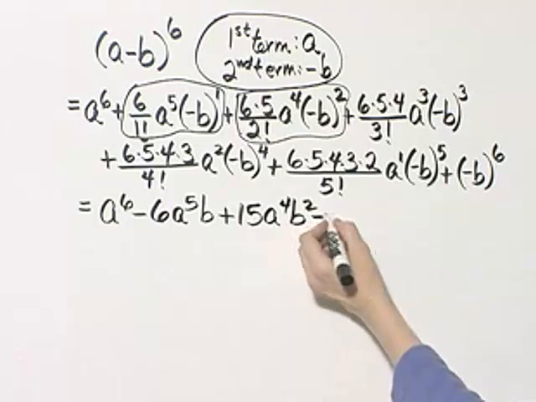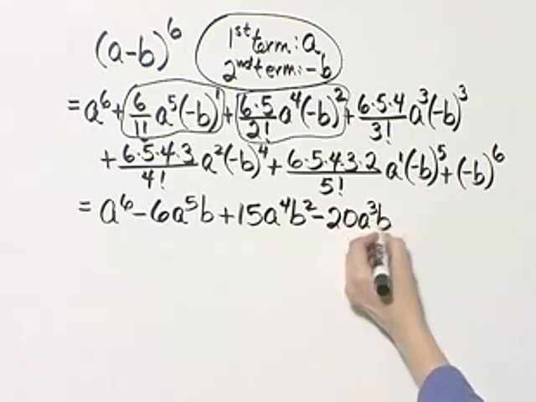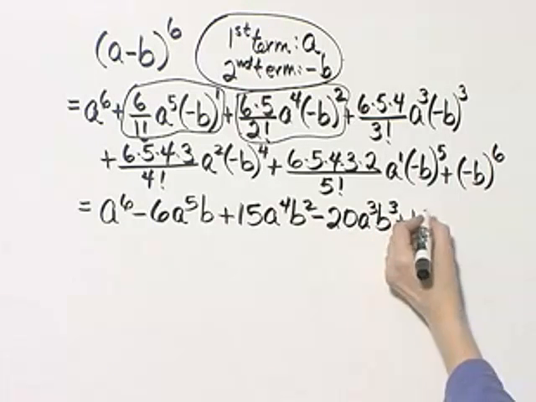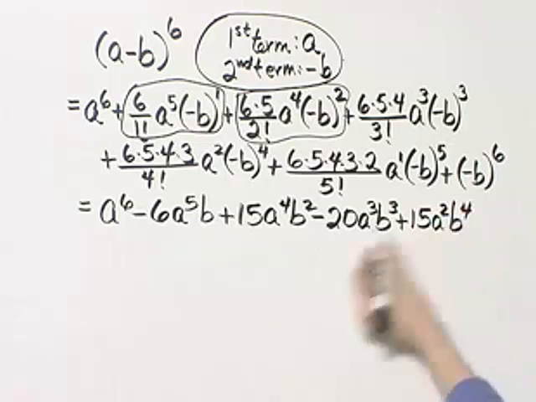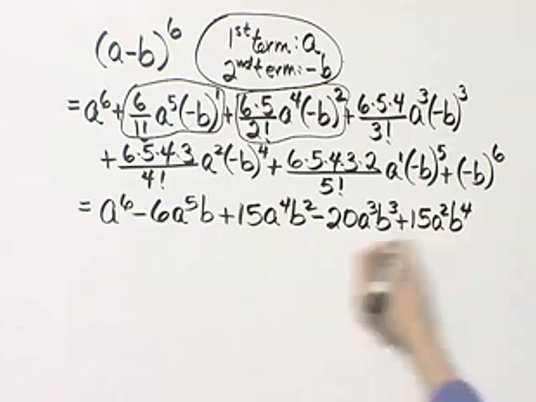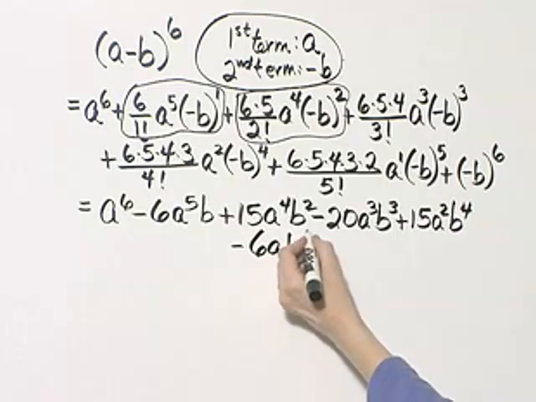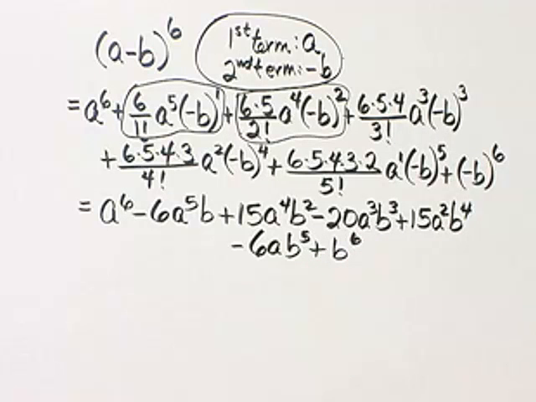If you simplify, it's negative 20 a cubed b cubed plus 15 a squared b to the 4th. The powers of a are decreasing, the powers of b are increasing, and then minus 6a b to the 5th power, and then plus b to the 6th. I have expanded a minus b, that quantity raised to the 6th power.